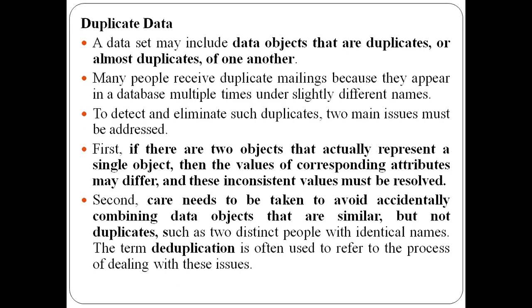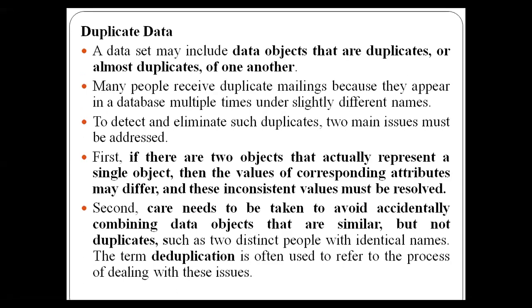For example, in some systems where people send mails, some people will get multiple mails from the same person, because in the database of that person, the email ID of this person is appearing multiple times. You'll get multiple mails because the same entity is present in multiple tuples. Because of that, many people get duplicate mails. It is quite easy to detect and eliminate such duplicate data.